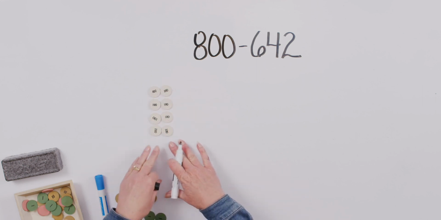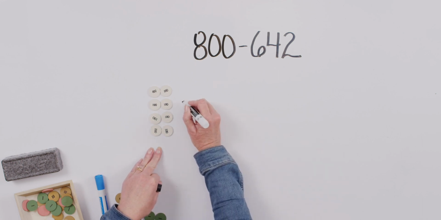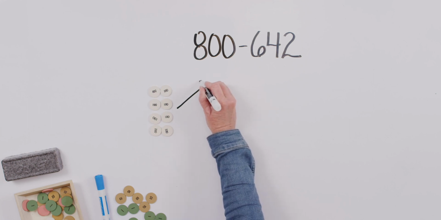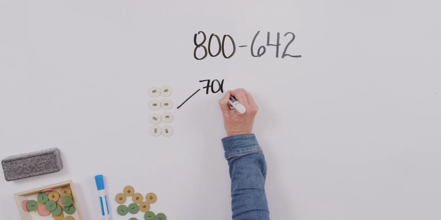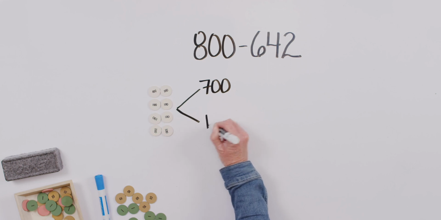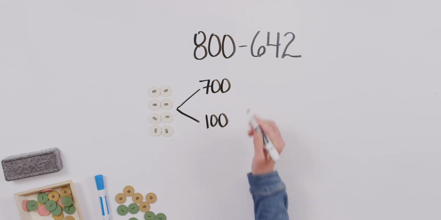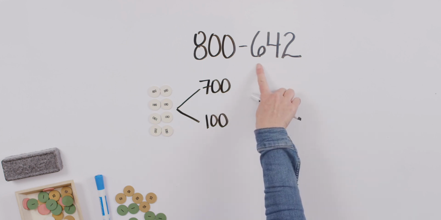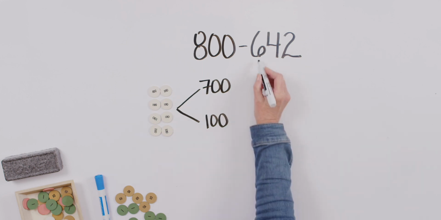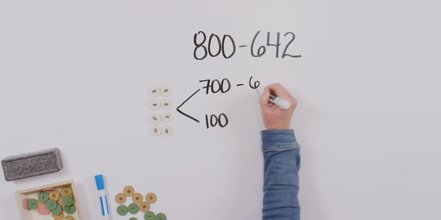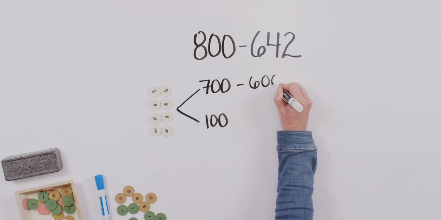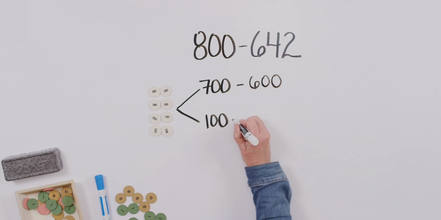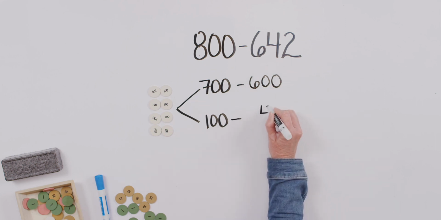What if we took our 800 and divided that into 700 and 100? Then might it be a little bit easier? How many hundreds could we take away from 700? 6, right? We have a 600 right here. And then how much can we take away then from our 100? 42.